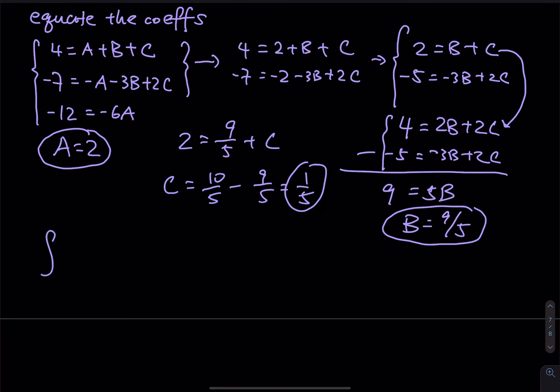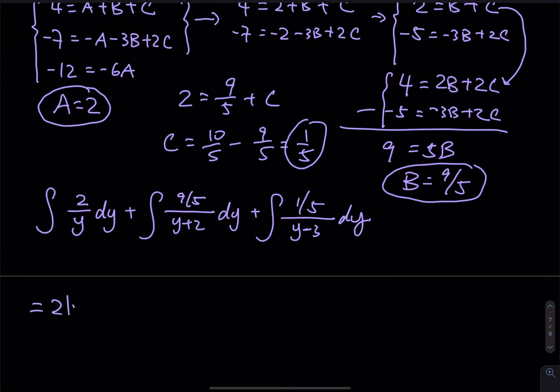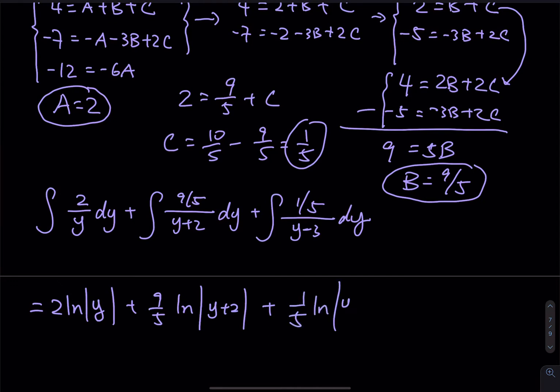So we are doing the integral of A over Y. So that is 2 over Y dy, plus the integral of B over Y plus 2. That is 9 over 5 divided by Y plus 2 dy. That is another ln. And then C, 1 over 5, and then Y minus 3 dy. Simple. So the answer is 2 ln absolute value of Y, plus 9 over 5 ln absolute value of Y plus 2, and then plus 1 over 5 ln absolute value of Y minus 3.